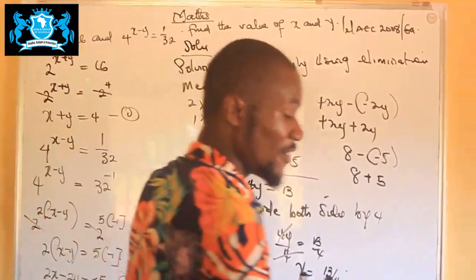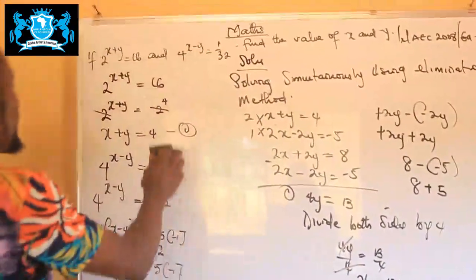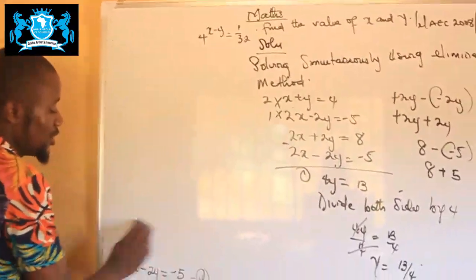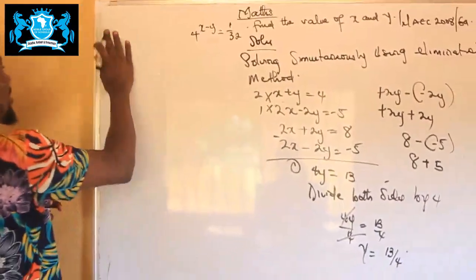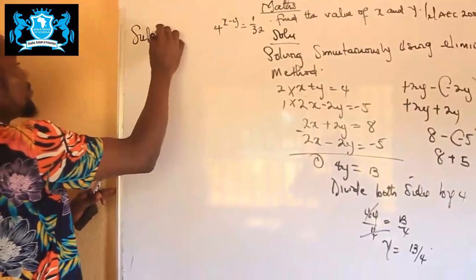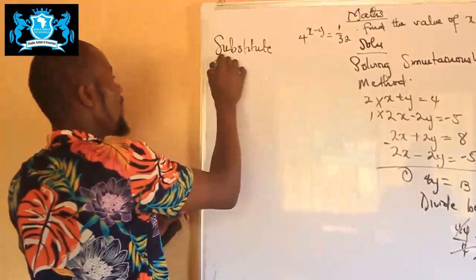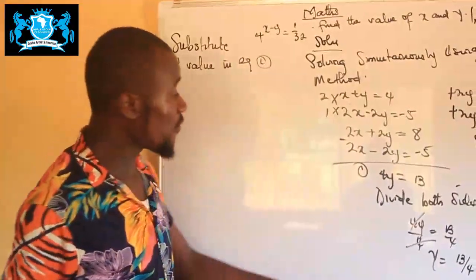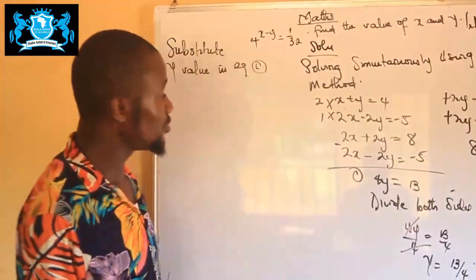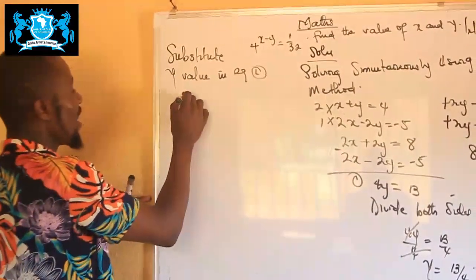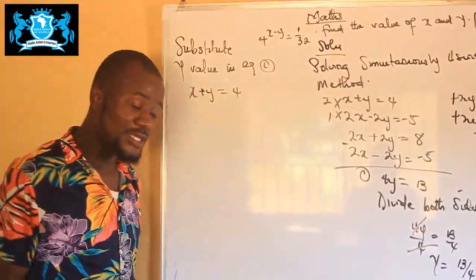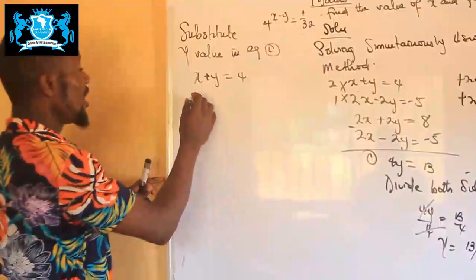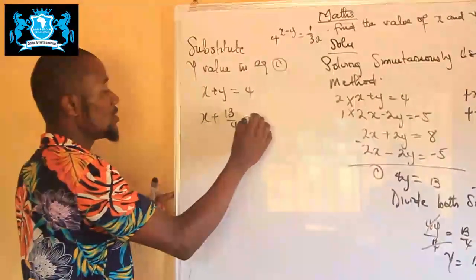Now, what is the next thing to do? You have gotten our y as 13 over 4. For us to now be able to get our x, we say substitute the value of y in equation 1. You can substitute the value of y in either equation 1 or 2. Anywhere that you put it, you still get the same answer. So you have that x plus y is equals to 4. It entails that wherever you see y in equation 1, you put it as 13 over 4. So you have x plus 13 over 4 is equals to 4.